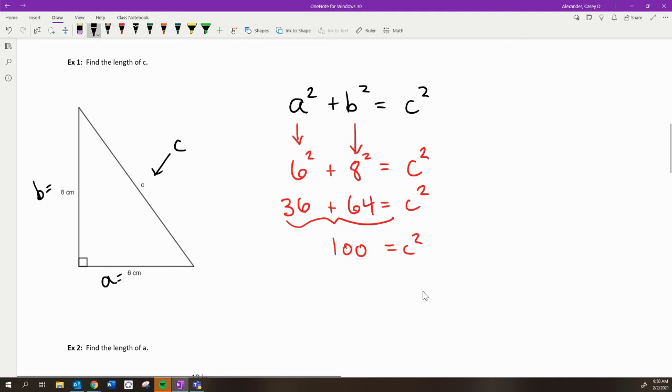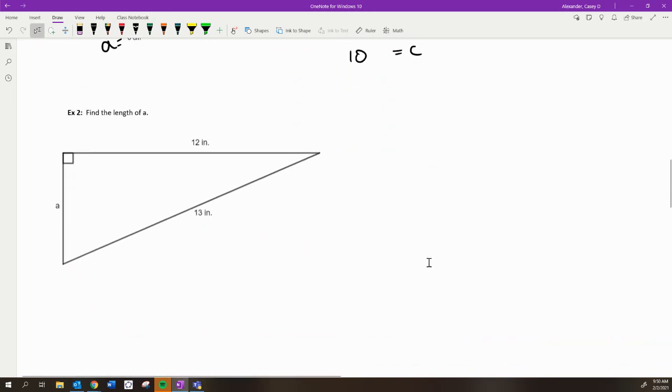And we can't forget that we also have to take the square root. So C is not 100, C is 10, because 10 times 10 is 100. So this is 10 centimeters in length. And that's a very basic use of how one can use the Pythagorean theorem to find a missing side. Let's look at one other example.